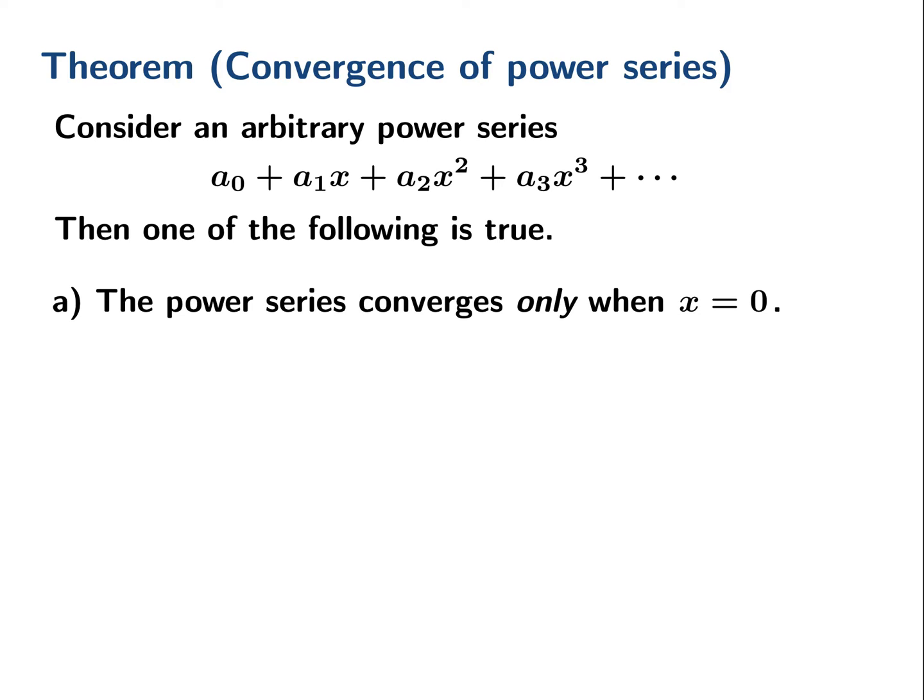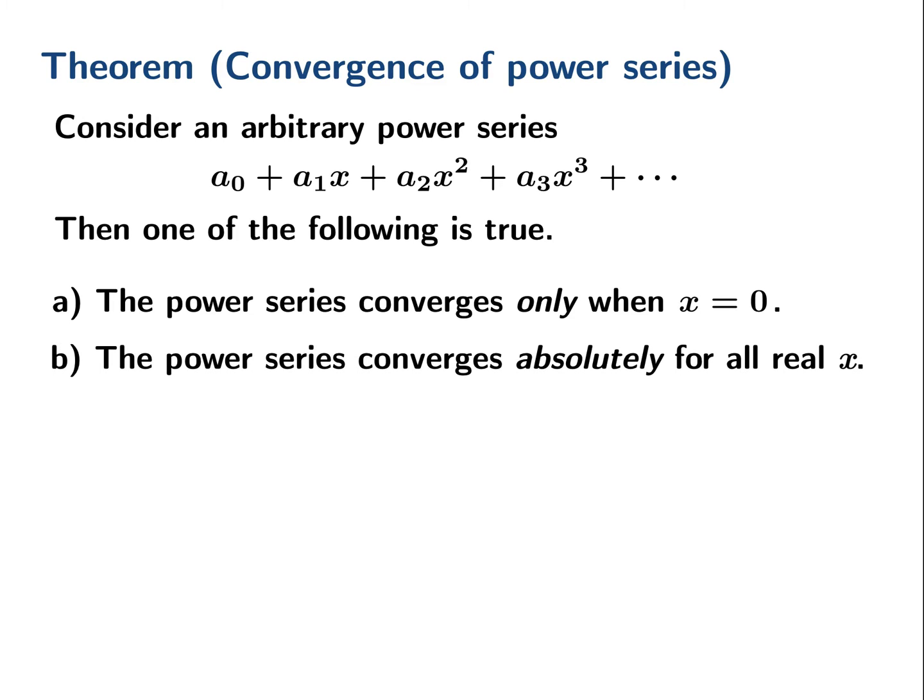The power series either converges only when x equals 0. We know it converges when x equals 0, and there's this case where that's the only place it converges. So that's one possibility, sort of a catastrophe where you get divergence almost everywhere. The other end of the spectrum is that the power series converges absolutely for all real x. So no matter what x you pick, the series converges absolutely. That's definitely a different kind of behavior.